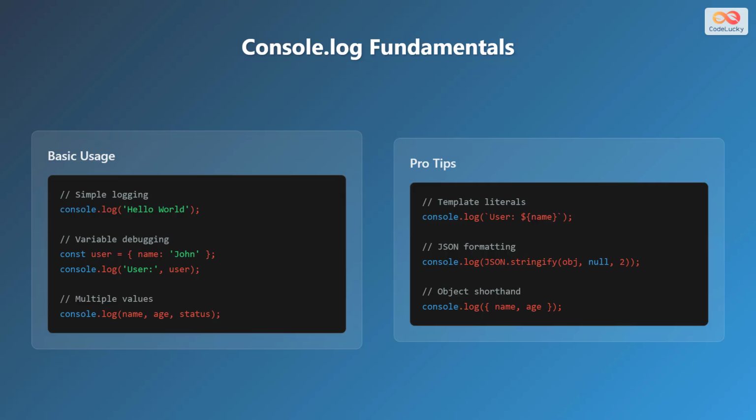On the right, you'll find some pro tips. Template literals allow you to embed variables directly within strings using backticks and the $ sign with curly braces. JSON formatting lets you pretty print JavaScript objects as JSON strings, making them more readable. Object shorthand provides a concise way to log objects with properties using just the property names.